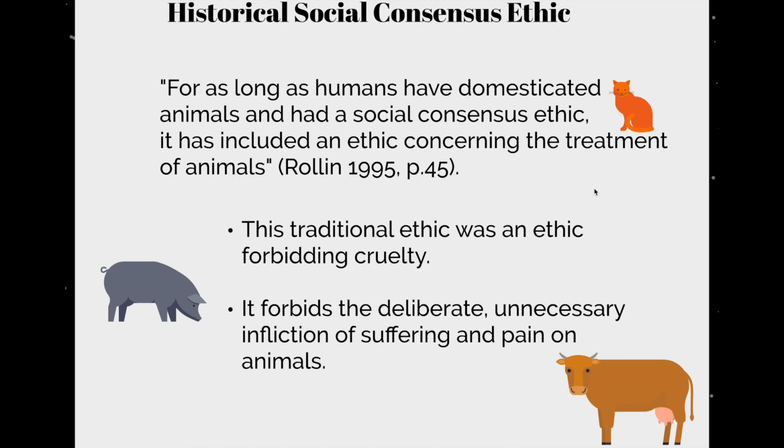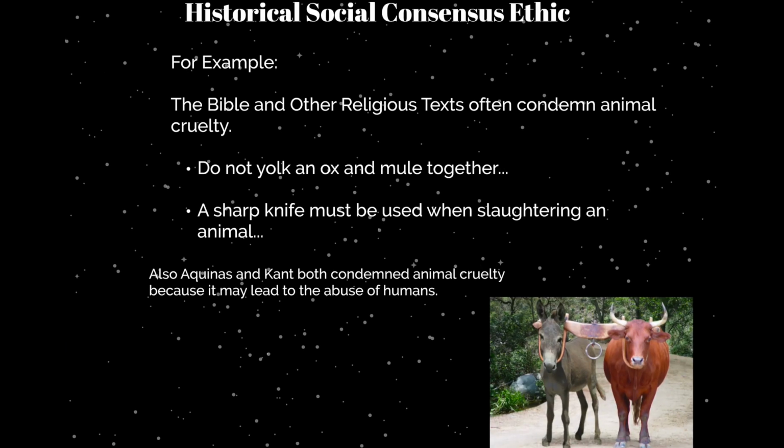pain on animals. So Bernie's like, all we need to do is look at documents that were used to guide behavior. So you can turn, for example, to the Bible and other religious texts, and these often condemn animal cruelty, such as mandates such as the following: do not yoke an ox and a mule together, and a sharp knife must be used when slaughtering an animal. In both of these instances, it's a mandate against cruelty.